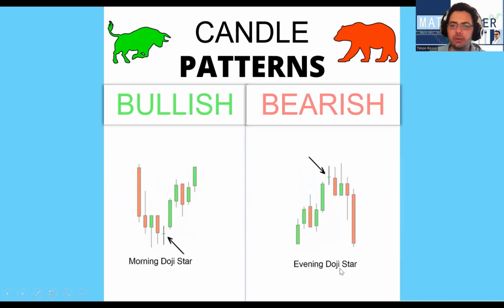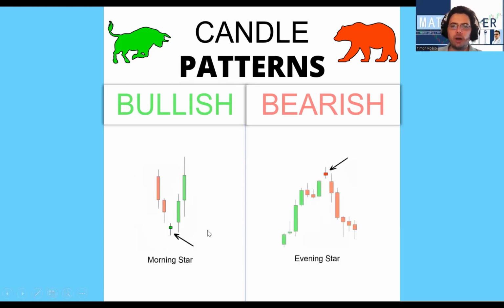Similar to an evening doji star, which I find even stronger than a morning doji star, where you can see there is upward momentum, upward trend. It then forms this evening doji star where the open is equal to the close, and there is a form between the low and the high, which can indicate that there will be a reversal in the trend.